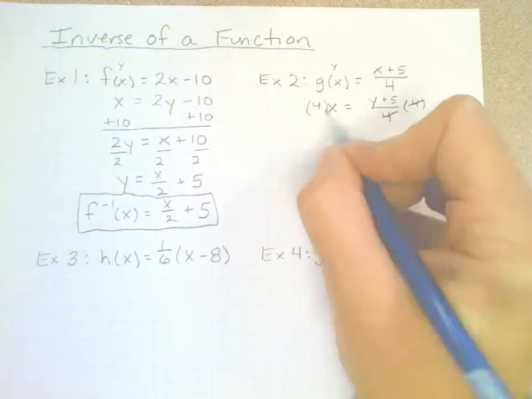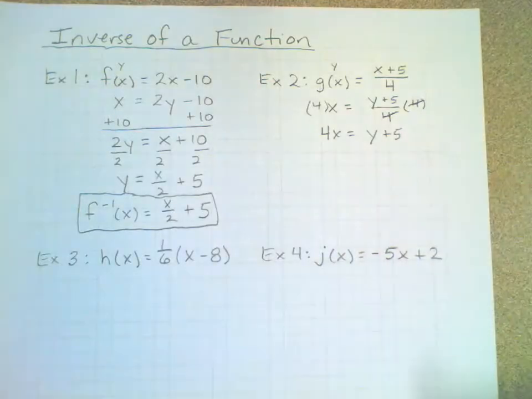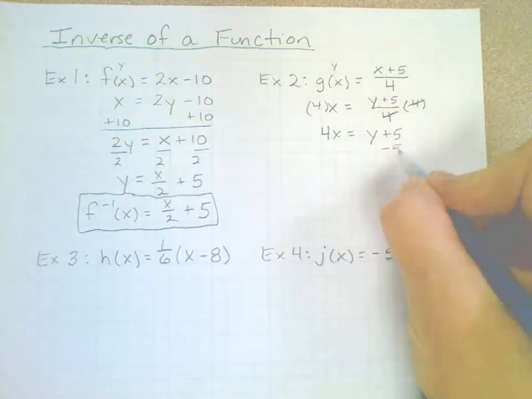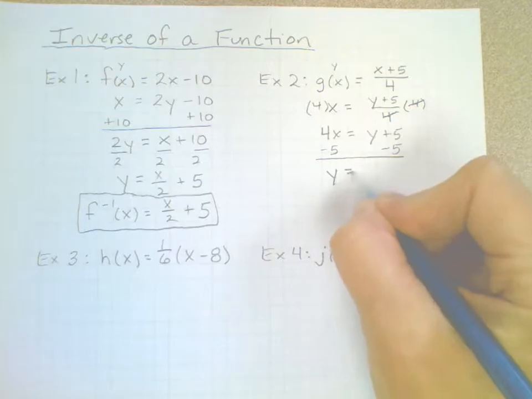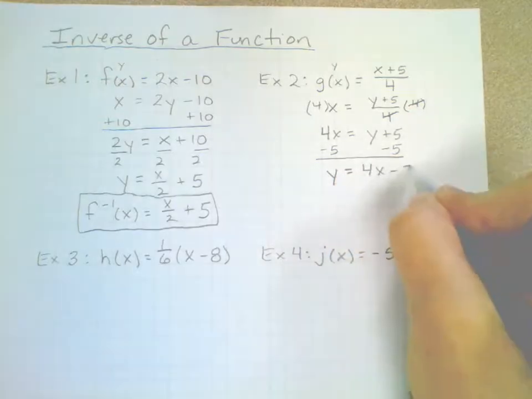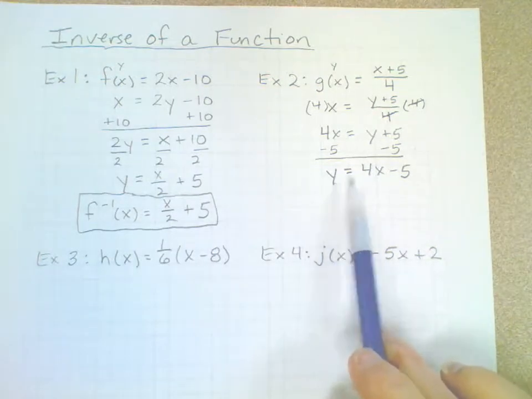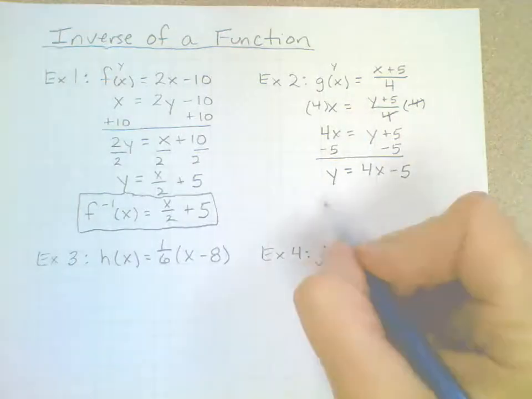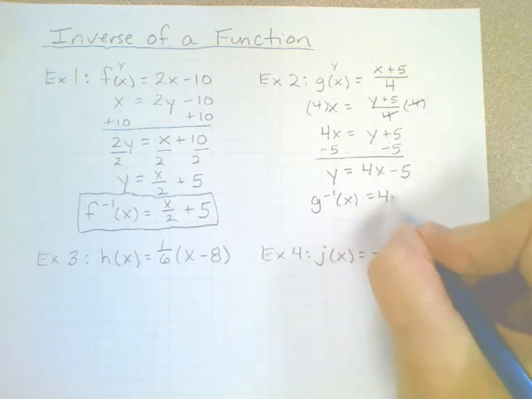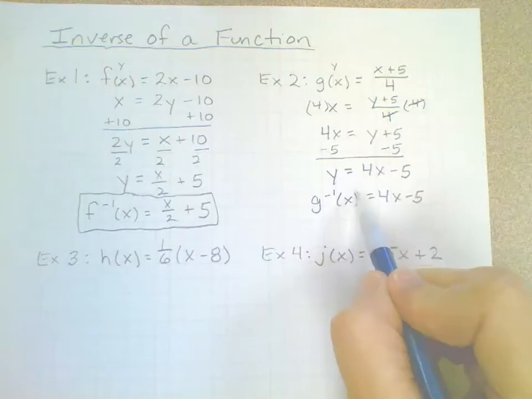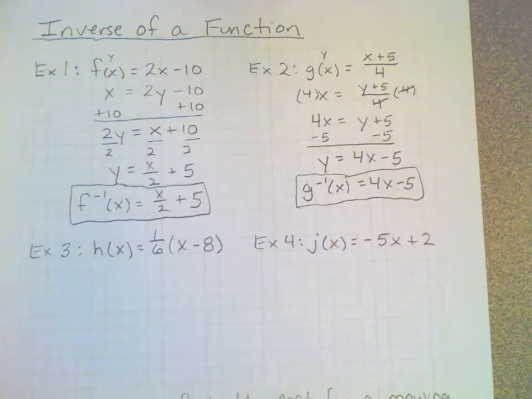The 4's cancel here, and this just becomes 4x equals y plus 5. And then I can subtract the 5. So I'm going to move my y to the left side, and then the 4x minus 5. Okay, so that is my inverse, but again, I don't want to leave a y there. I want to rename this one, since it's function g to begin with, I want it to be g inverse. So g inverse of x equals 4x minus 5. And that's my final inverse. Okay, so not so bad.